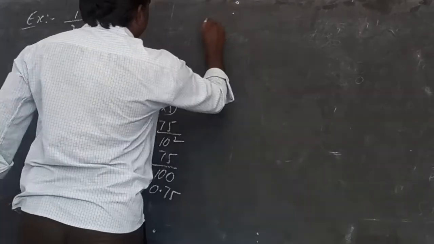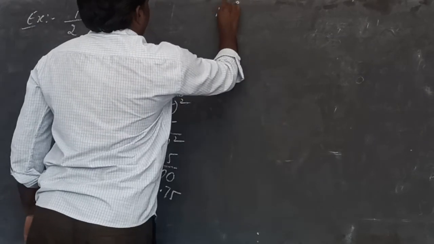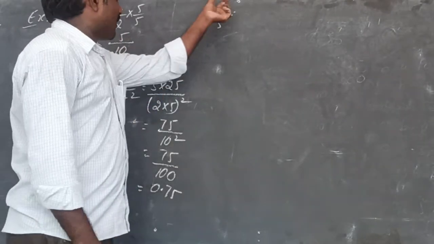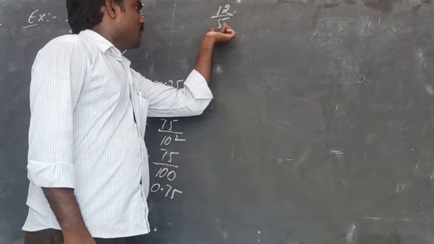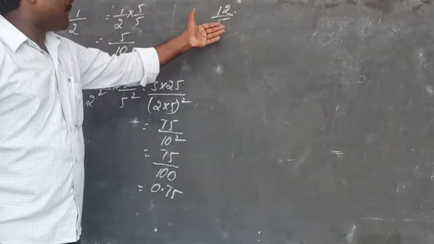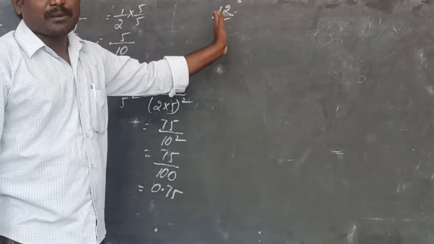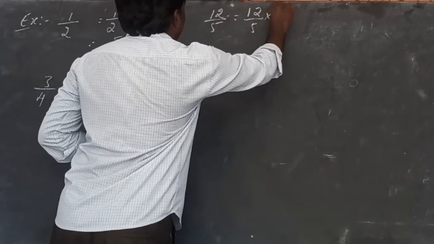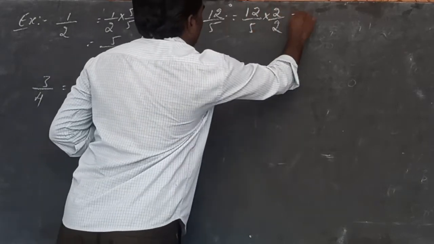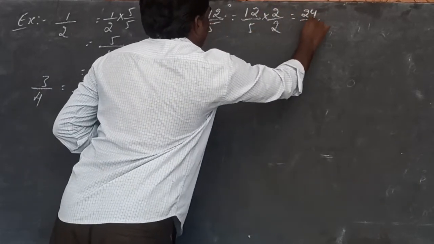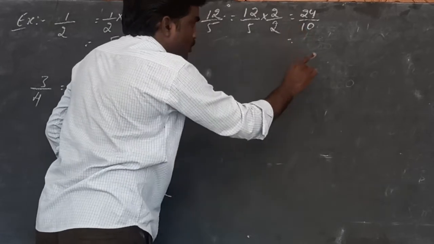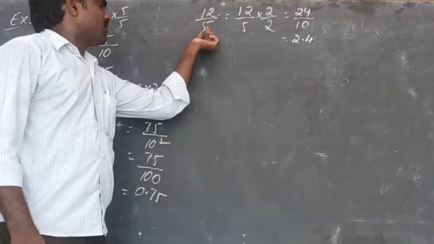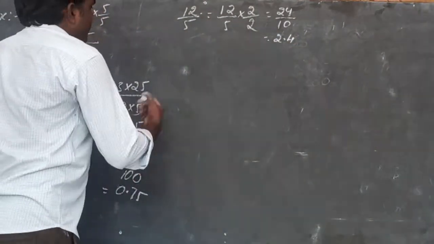Next, another example. 12 by 5. Okay, in this rational number 12 by 5, the numerator is 12, the denominator is 5. So which number is multiplied with the denominator to become a power of 10? 5 is multiplied with which number? 2. Okay, that is 12 by 5, the numerator is multiplied by 2, the denominator is multiplied by 2. So 12 into 2 is 24, 5 into 2 is 10. Here how many zeros are there? 1 zero. That means how many decimals do you get? 1 decimal. Okay, so the denominator is a power of 5. It is a terminating decimal. Okay, another example.